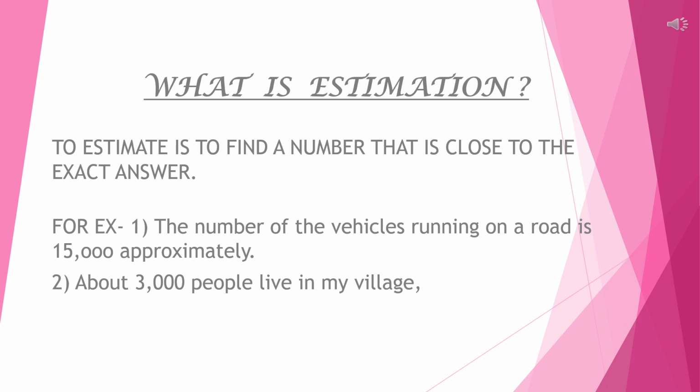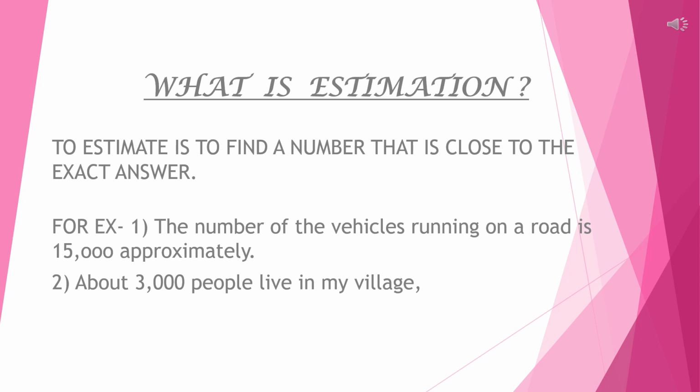Let's continue. What is estimation? To estimate is to find a number that is close to the exact number. Let's understand by an example. Example 1. The number of vehicles running on a road is 15,000 approximately. That means the number of vehicles running on the road is not exactly 15,000 but near about 15,000, either less or more than 15,000. It may be 14,900 or 15,120.